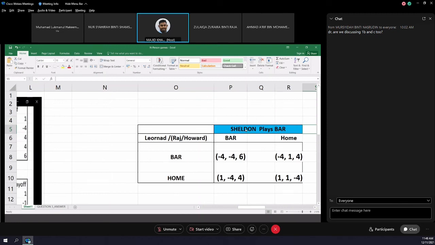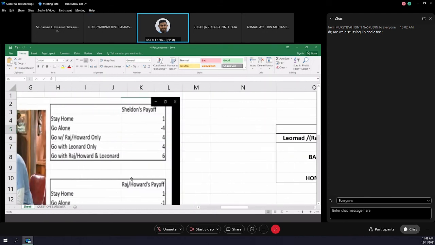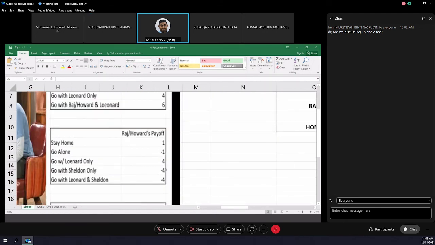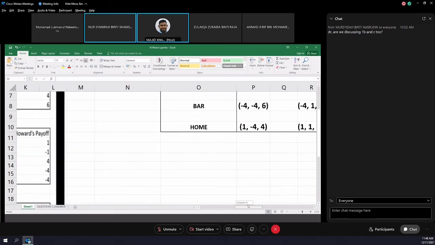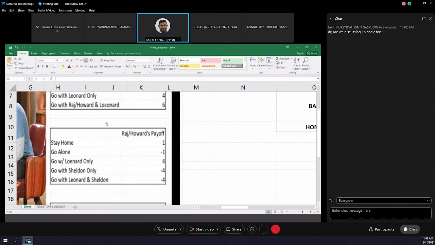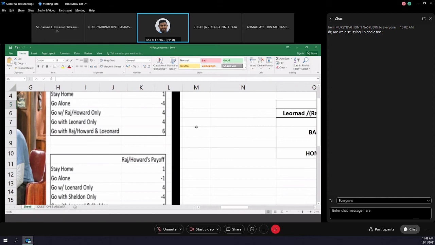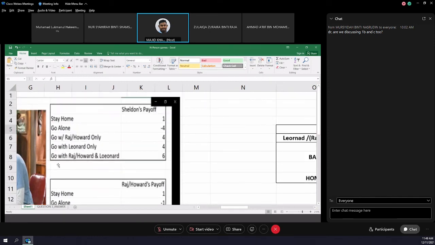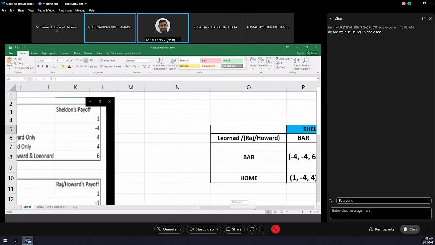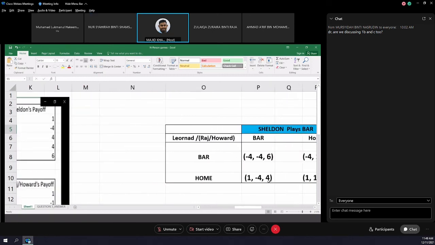So dia orang happy atau tidak? Happy. Sheldon ni dia macam orang kepoci. Orang tak suka kalau dia datang. Oh, tak happy. So Raj dengan Howard akan positif ke negatif kalau ada Sheldon dekat bar? Negatif. Kalau ada Sheldon, negatif berapa ni? -4. Faham tak? Faham. Dan finally, untuk Sheldon, dia nampak ada Raj Howard pun dia dah happy, betul tak? Betul. Berapa dia dapat payoff dia? 4.